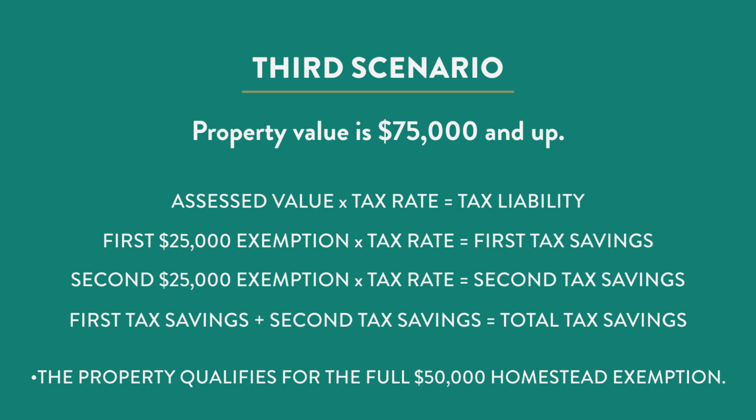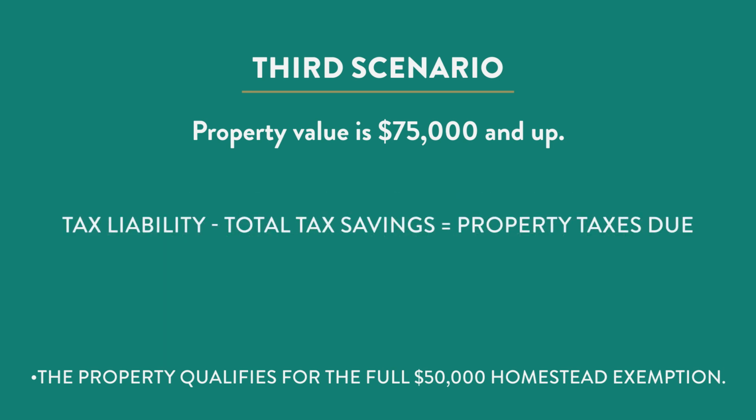Then the final step is to take the tax liability that we calculated initially, subtract the total tax savings, and that's going to equal the property taxes due. Again, you add the tax savings from both of the exemptions and then subtract that from your total tax liability.